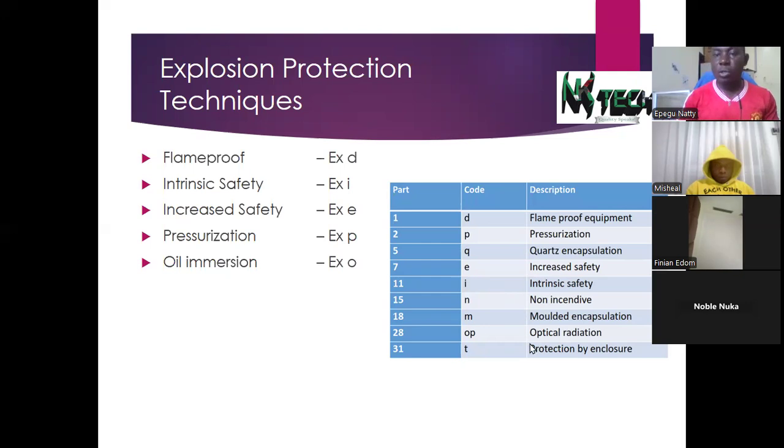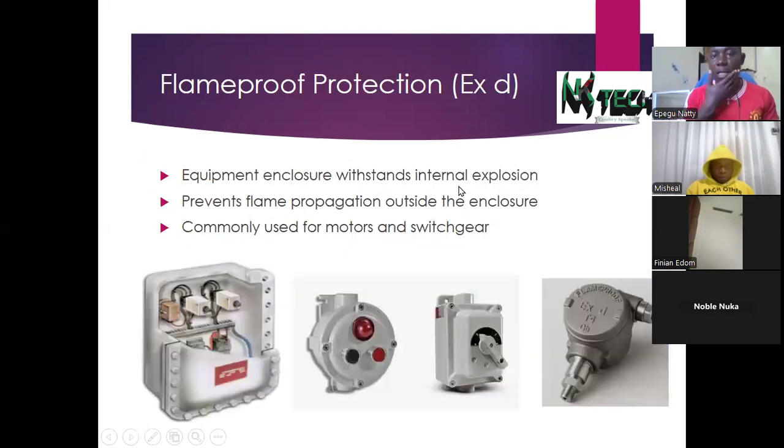Okay, if you look at pumps, usually they have this EX. If you look at the motor of the pump, it has EX. So EX means it is explosion proof. Okay, so all these are what we now know as the HAC. So the first one is the EXD. So EXD means flame proof protection. So if you see EXD, it means it's flame proof protection.